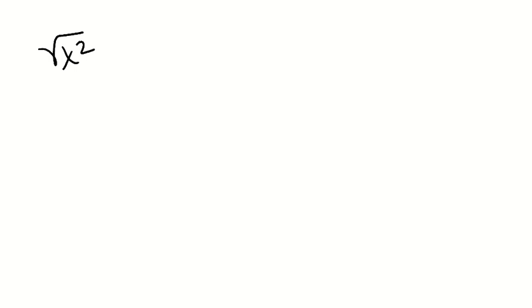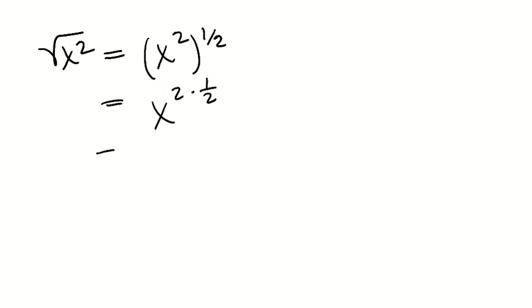The square root of x squared, you might be thinking, well, it's just x. Really, this probably should be the absolute value of x, but for the purposes of this class, I don't think that distinction is going to be important. So the square root is the 1/2 power. This is where we multiply the exponents, so x squared times 1/2, and this is x to the first power. So the square root of x squared is x.